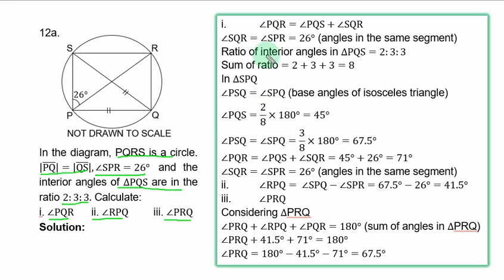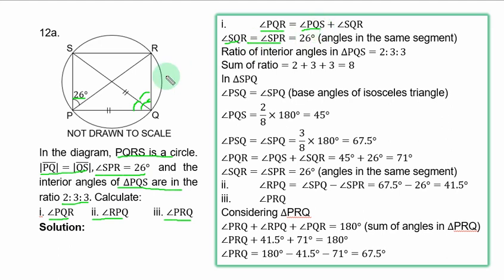PRQ. Solution: angle PQR, that is this entire angle, is equal to angle PQS, that is this angle, plus angle SQR, that is this angle. Now it follows that angle SQR is equal to angle SPR, this angle equal to this angle, that is angles in the same segment.